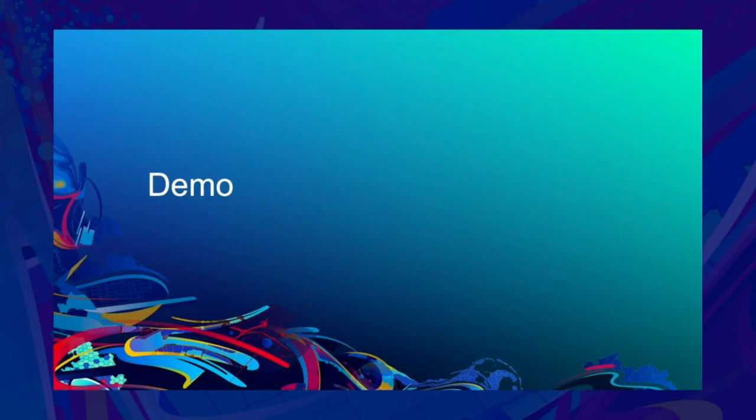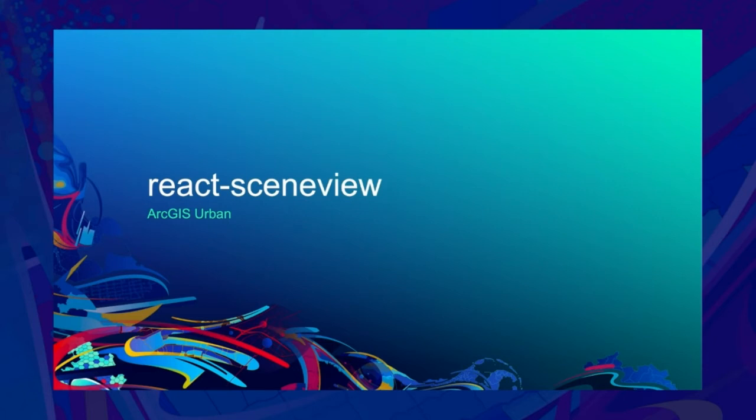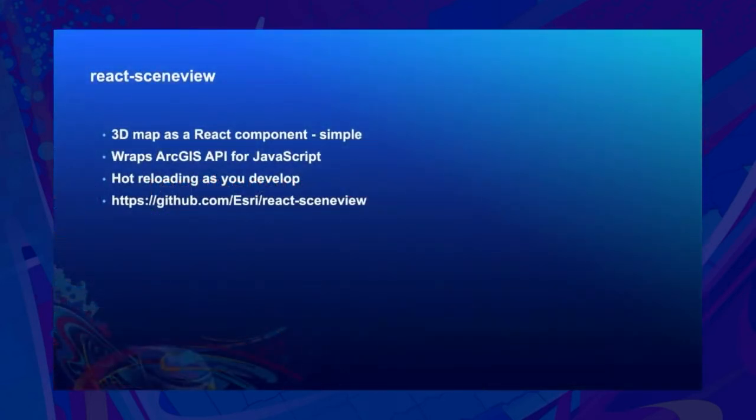So now that I've demoed the Urban API, I would like to present a JavaScript library that we provide for Urban, using Urban, called React Scene View. And this is a simple React component that lets you show a 3D map, which wraps the ArcGIS API for JavaScript, the scene view in particular, as a React component, which means you get hot reloading as you develop your application, which is quite nice.